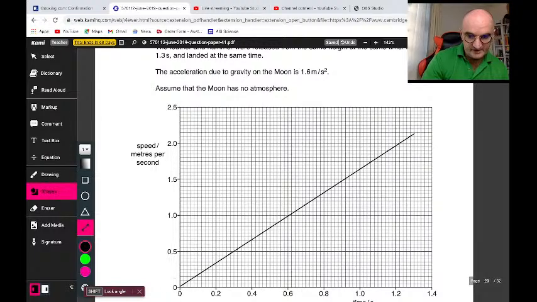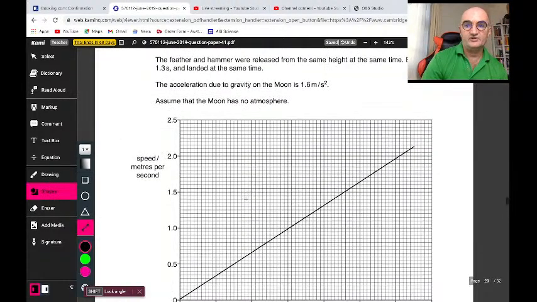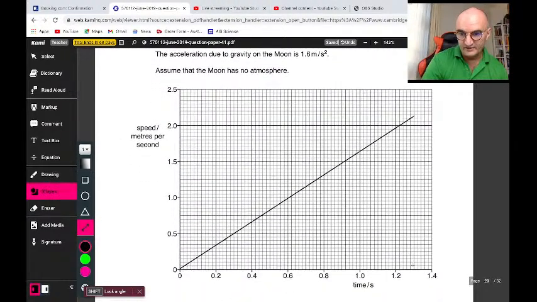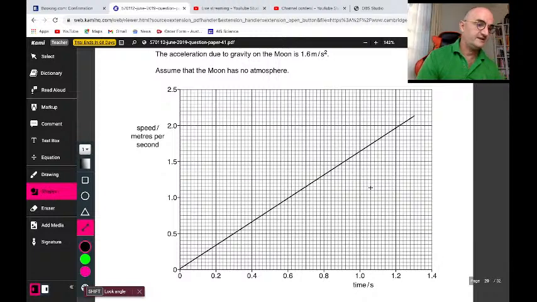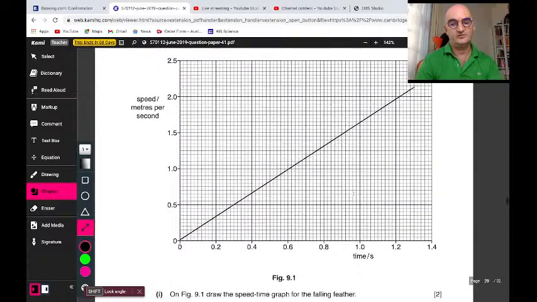It must go through 0, 0, because clearly at time 0, its speed was 0. It's pretty much spot on. And it must also stop at 1.3 seconds, 1.6 meters per second squared, 1.6 here. So all that will be checked, and if you do that correctly, you'll get two beautiful marks for that. Yes, two marks.